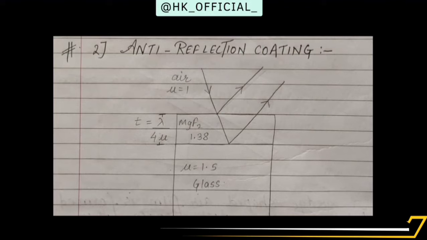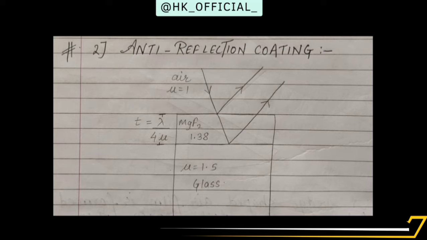Okay. Now here is the second application of interference, that is anti-reflection coating. This question comes for 5 to 6 marks and it is very important, as it has been asked many times in previous papers. So pay attention. Here, imagine you have a piece of glass like in a camera lens and you want to reduce the glare caused by light reflections. To do this, you apply a very thin layer of transparent material, like in this diagram you can see MgF2, which has a lower refractive index than glass. This layer is typically around 1/4 the wavelength of light thick. Here we have taken the thickness as lambda upon 4 mu.